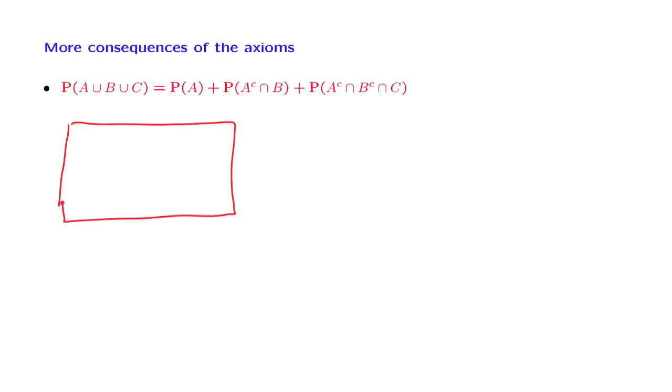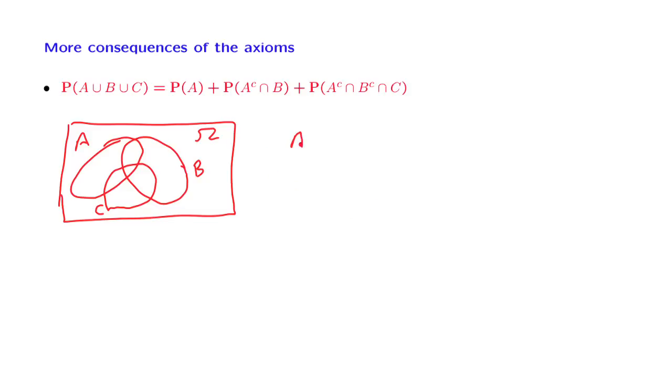We finally consider one last consequence of our axioms, and namely we're going to derive a way of calculating the probability of a union of three sets, not necessarily disjoint. So we have our sample space, and within the sample space there are three sets: set A, set B, and set C. We're going to use a set-theoretic relation. We're going to express the union of these three sets as the union of three disjoint pieces.